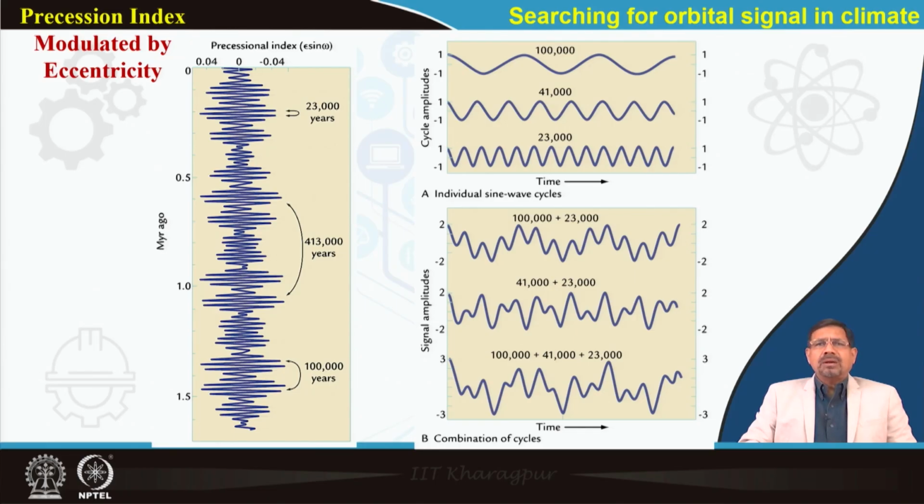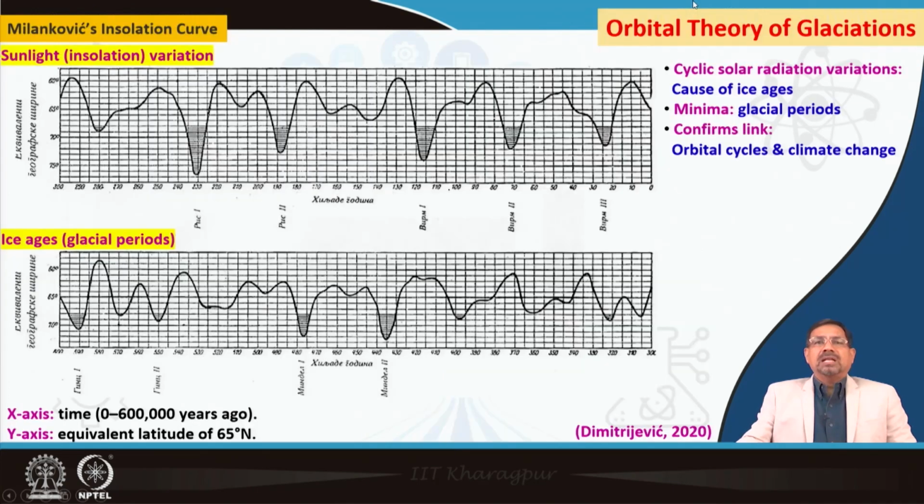And on the right hand side, when we corroborate them, 2 at a time, and 3 individually at a time on the upper part, 100,000, 41,000 and 23,000, and when we put 2 of them together and all 3 together, so upper 2 you can see 100,000 and 23,000, and the middle one 41,000 and 23,000, how is the pattern in terms of the signal amplitude, and in the right lower curve you can see when all these 3 curves have been taken together, how the signal amplitude behaves. And now this is the combination of the cycles put together.